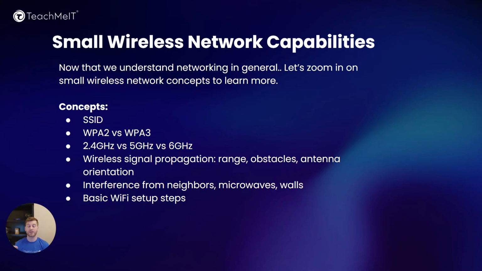Now that we understand some of the basics of networking, let's get into small wireless network concepts so we can learn a little bit more. In this video, we're going to be talking about SSIDs, WPA2 versus WPA3, 2.4 gigahertz versus 5 gigahertz versus 6 gigahertz, what wireless signal propagation is, so ranges, obstacles, antenna orientation, and how all that plays a role in wireless.